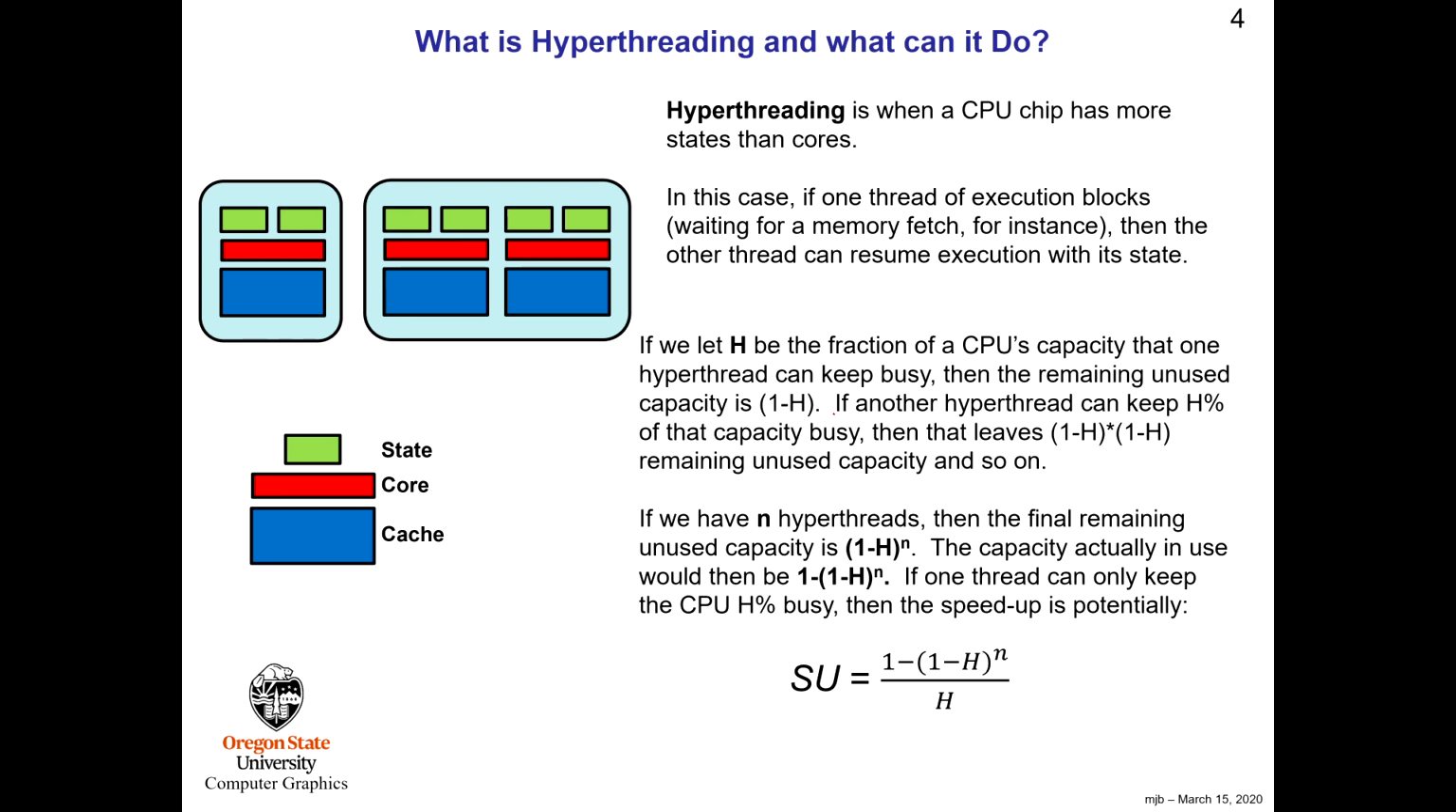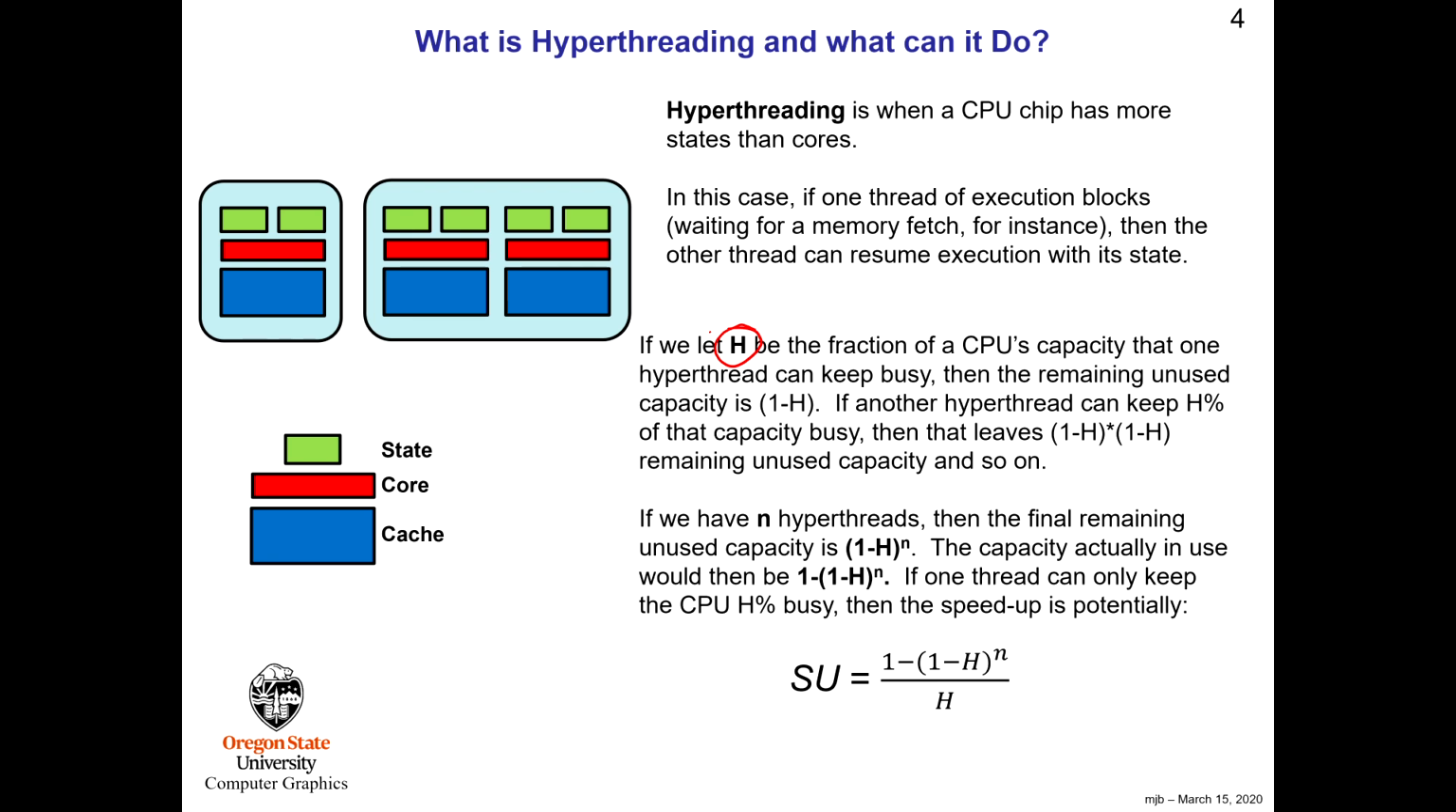I once sat down trying to come up with some sort of theory about how good hyperthreading is. What does it really get you? Let's let H be the fraction of a CPU's capacity, or a core's capacity, that one hyperthread can keep busy. If it's all compute and doesn't have to fetch from memory, that's a pretty high number, like that could be approaching 100%. But if it's fetching from memory a lot, it's going to block a lot, and H is going to be a small number, 0.1, 0.2, something like that.